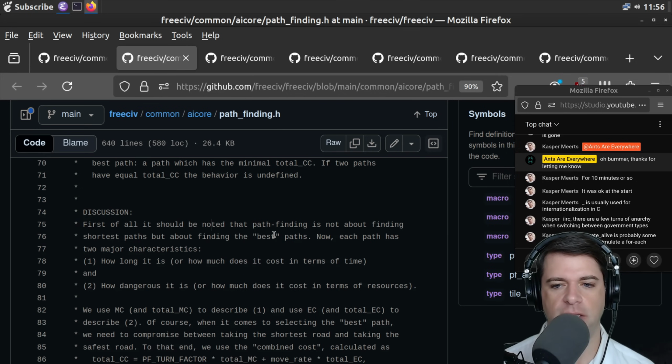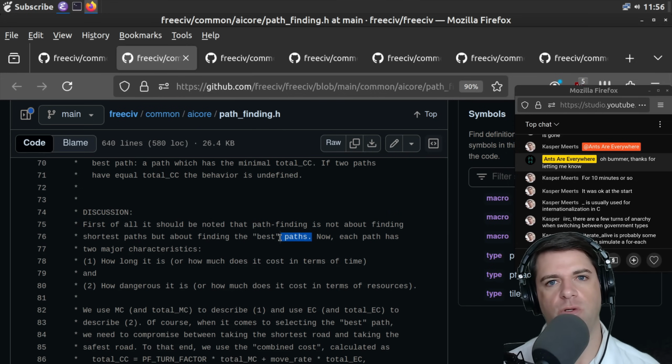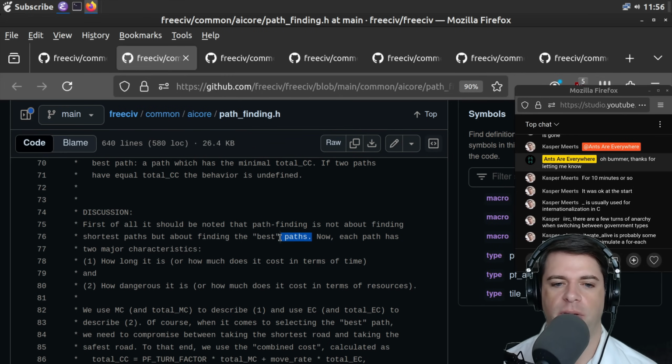The best paths, okay? So we have some concept of terrain. For example, you probably don't want to go over a mountain. I haven't really seen any rough terrain type stuff in this game, but you also probably don't want to walk through an enemy's military camp.